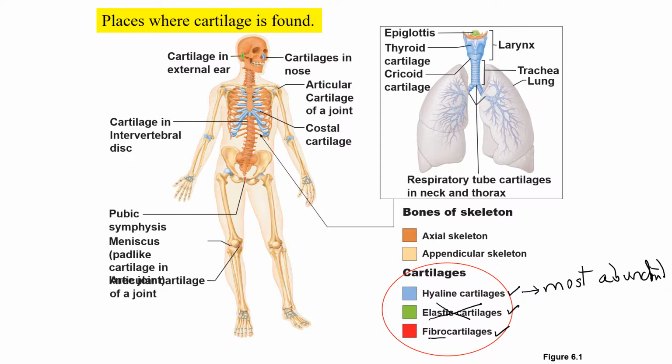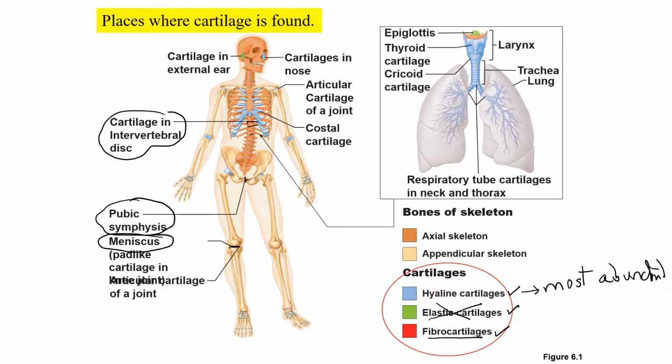Fibrocartilage is found in three places in the body: pubic symphysis, meniscus of the knee, and between vertebrae, forming the intervertebral discs.